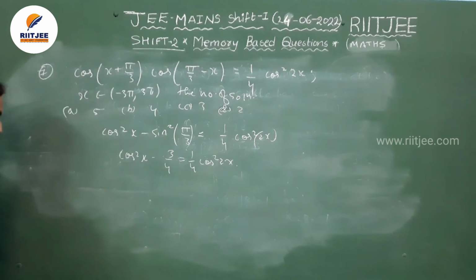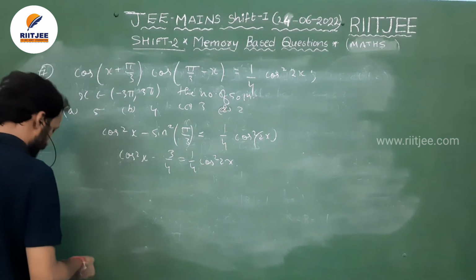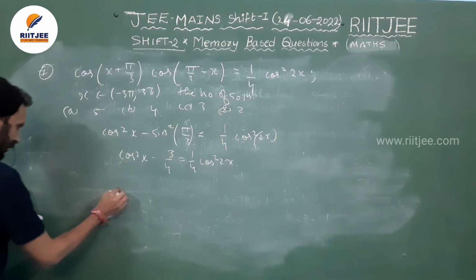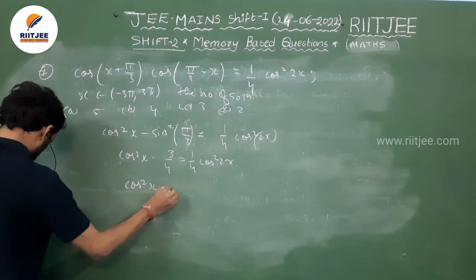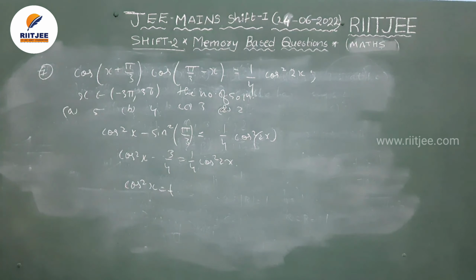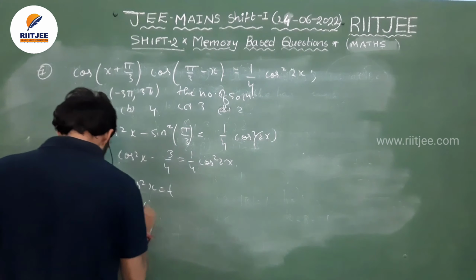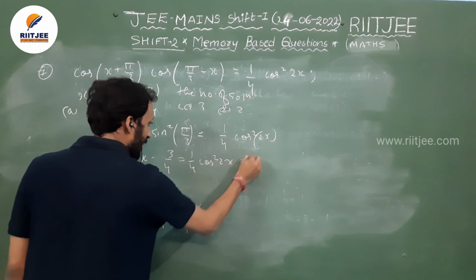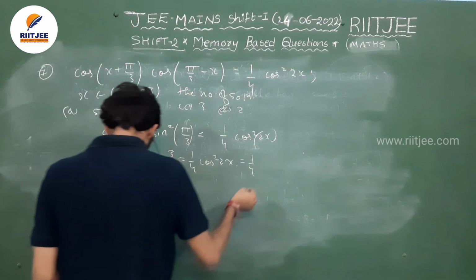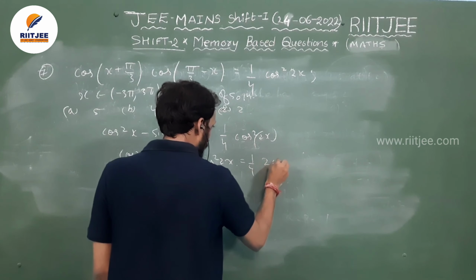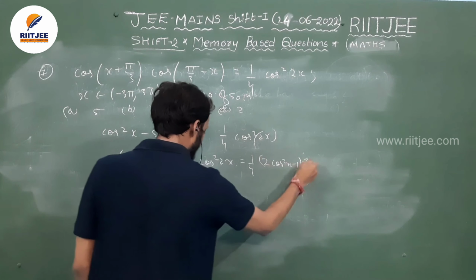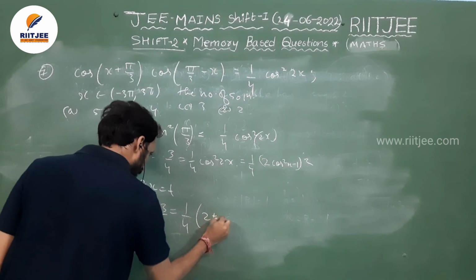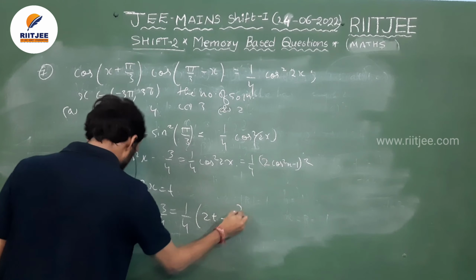Now if I will take cos square x is equal to t, so what I will get? It is written t minus 3/4 is equal to 1/4 cos square 2x. Now cos 2x is nothing but 2 cos square x minus 1 whole square, right? So I will write it 2t minus 1 whole square.